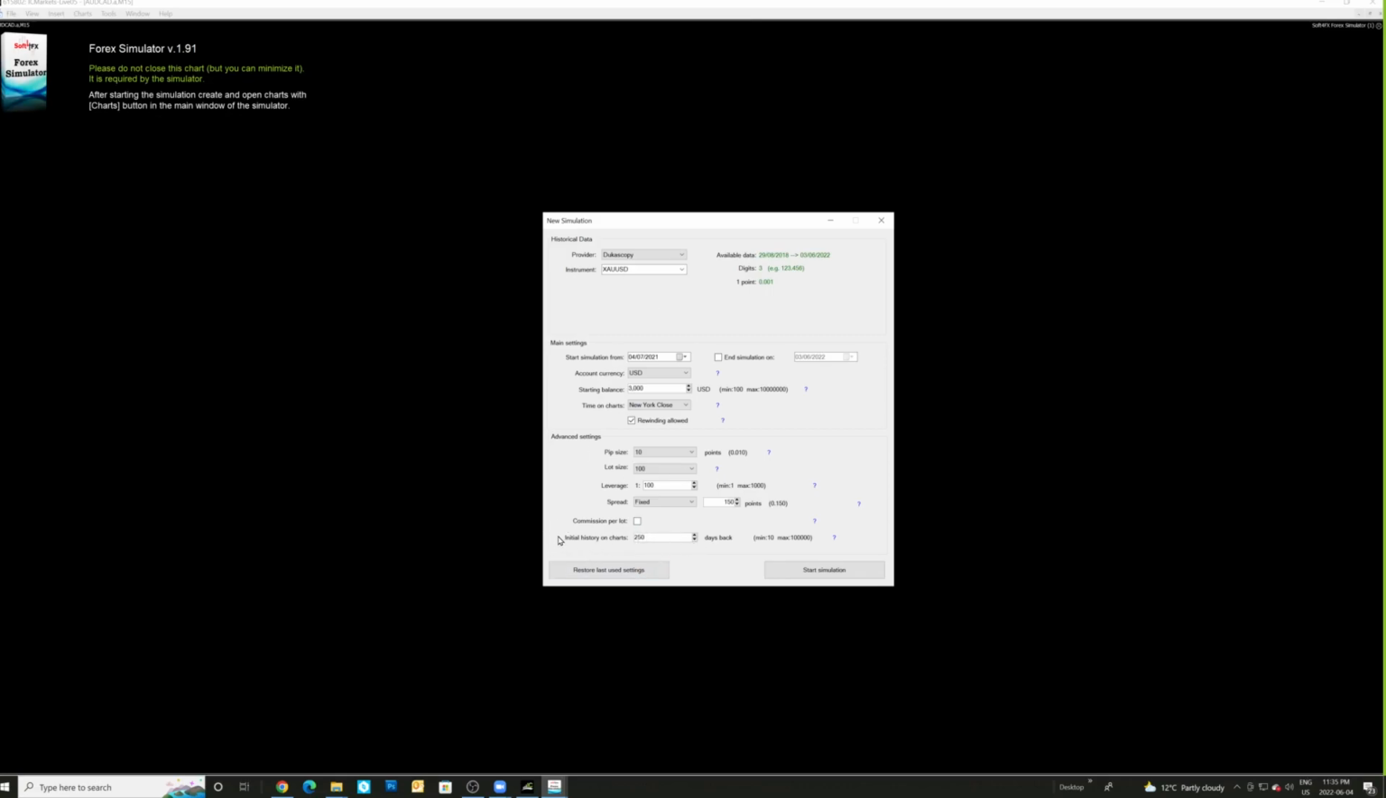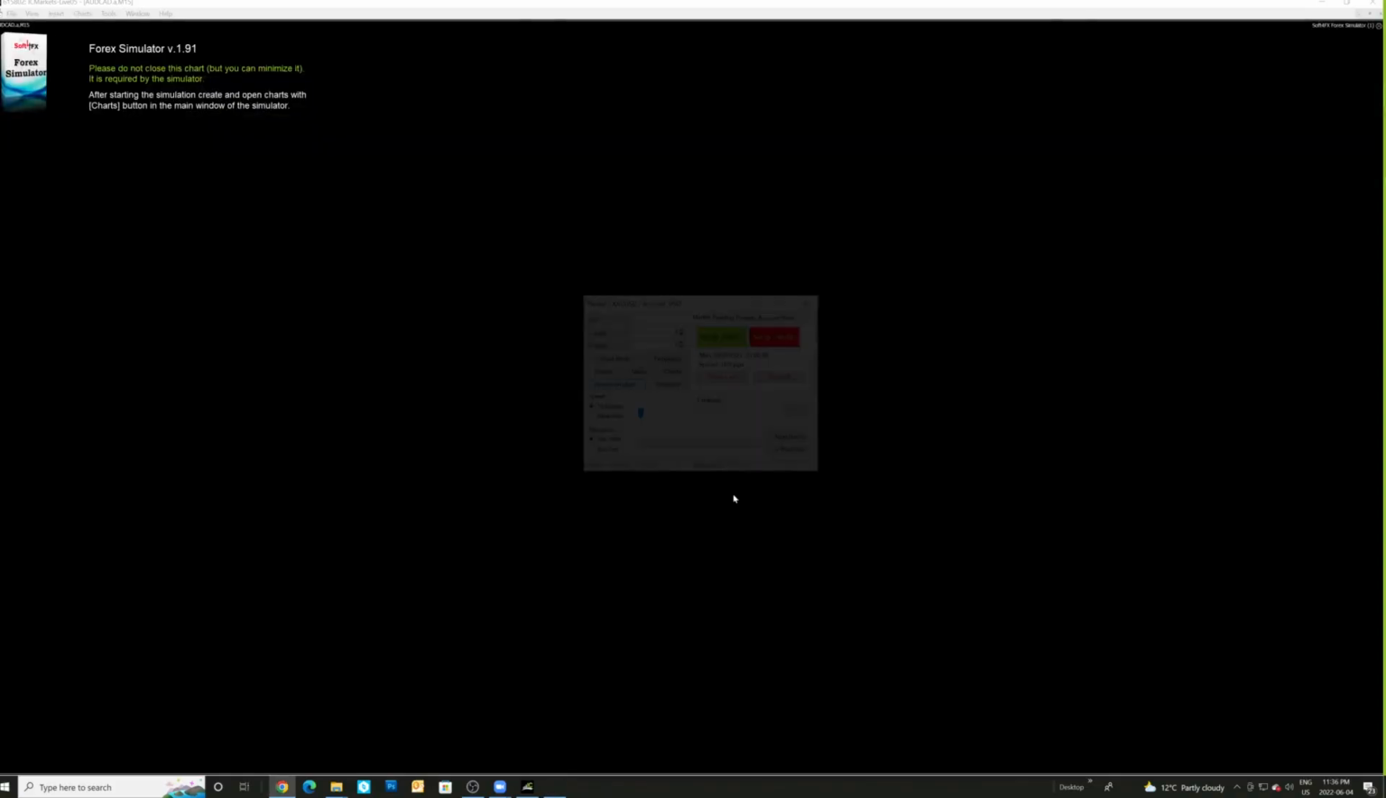This basically means commission per lot. Commission per lot doesn't really matter. I'm not sure how much this is going to be because I've never done this, but it doesn't really matter. What matters is the 4th of July is a US holiday. Okay, we'll see. But now 250 means that we want to see 250 daily candles to the left hand side. That's all this means at this point. So let's start the simulation here.